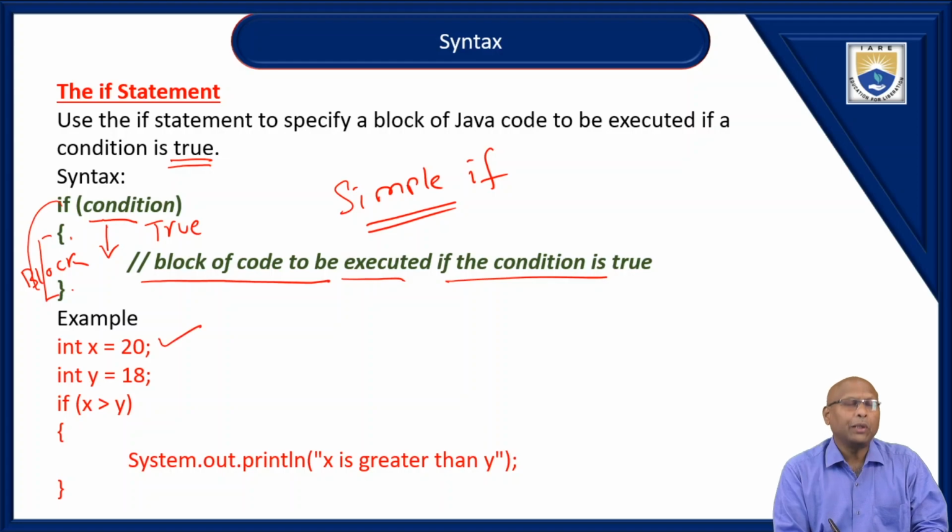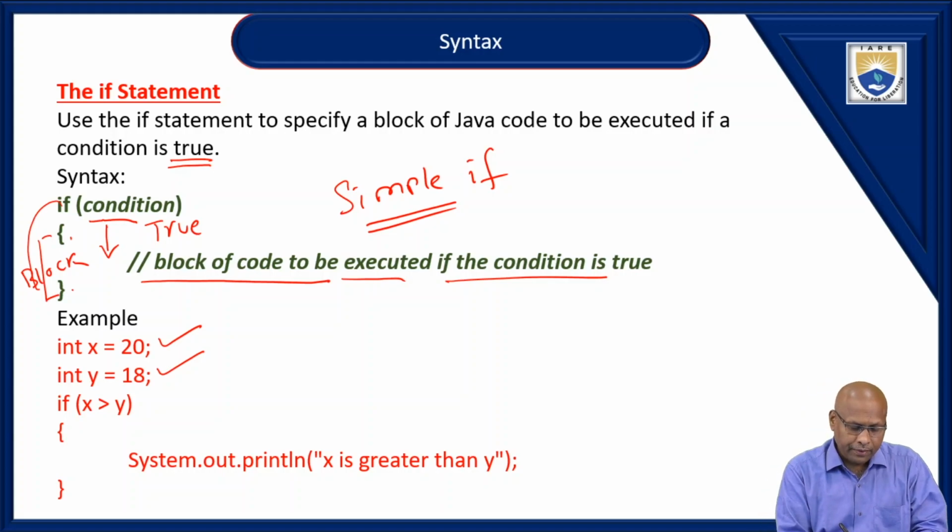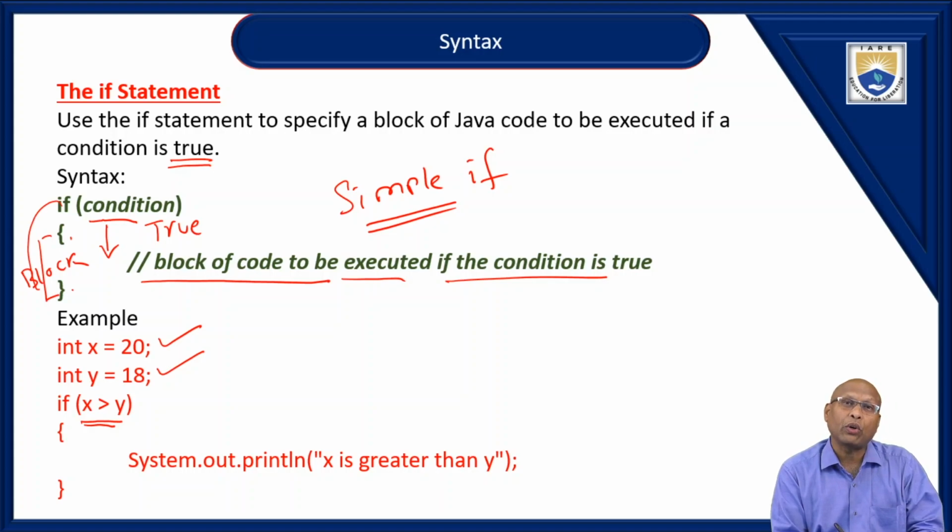Assume x value is 20, y value is 18. Now I want to check whether x is greater than y or not. What is my question? Whether x is greater than y or not. So you want to check the condition. What is the condition? x is greater than y or not. This is my relational expression. This expression will check whether the condition is true or false.